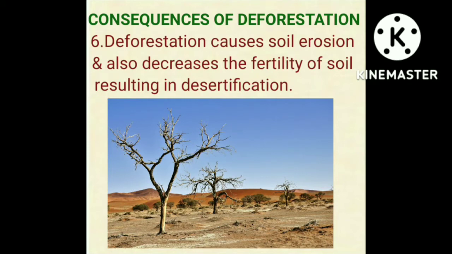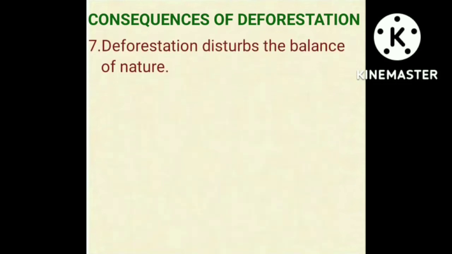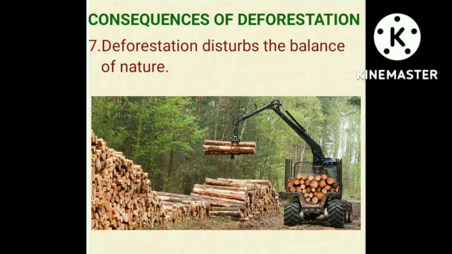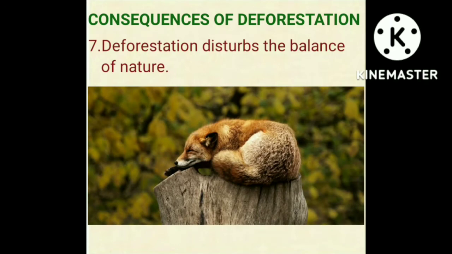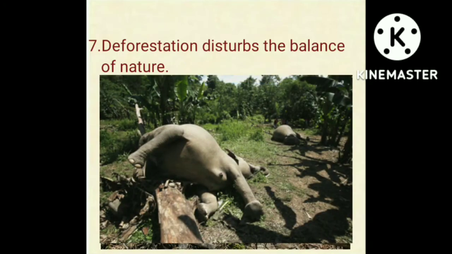Desertification is the process of conversion of fertile land into desert. And the last consequence is deforestation disturbs the balance of nature. Deforestation results in the extinction of many plants and animals. Forests are the home of these living organisms. So when the forests are cleared, these natural habitats get destroyed, and in the absence of habitat, they will not get enough food and they eventually become extinct.